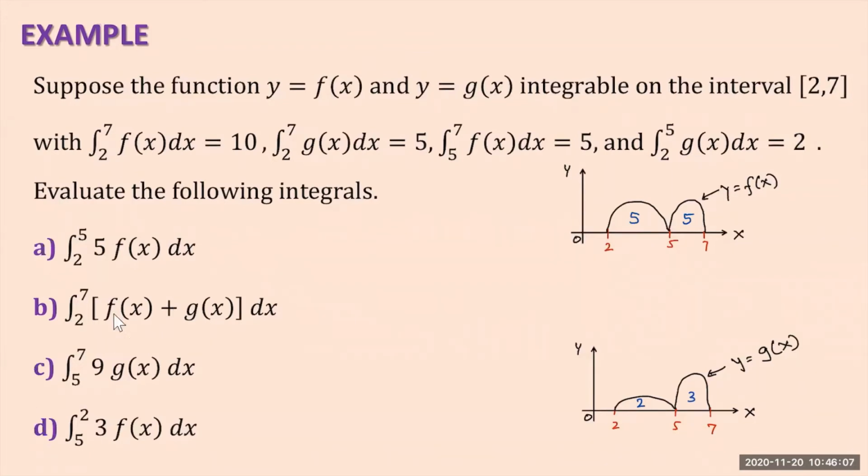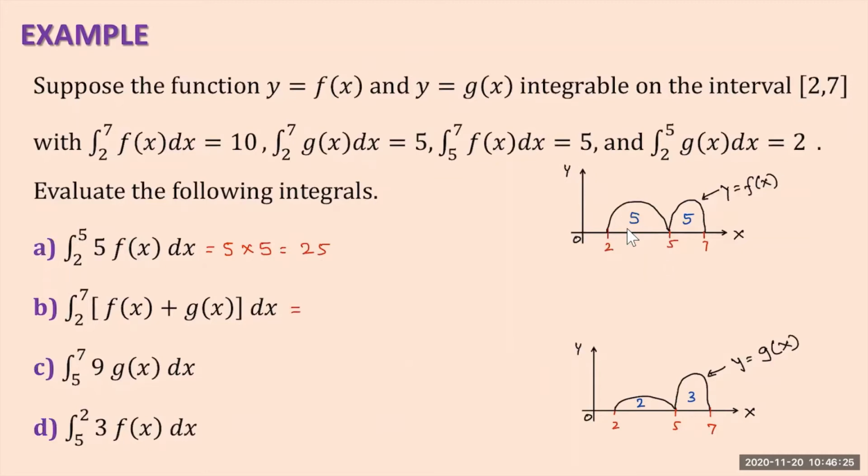Here we have a constant multiple, so we can take that out, times the integration from 2 up to 5 of f of x. Integration from 2 up to 5 is 5. So it becomes 5 times 5, which is equal to 25.